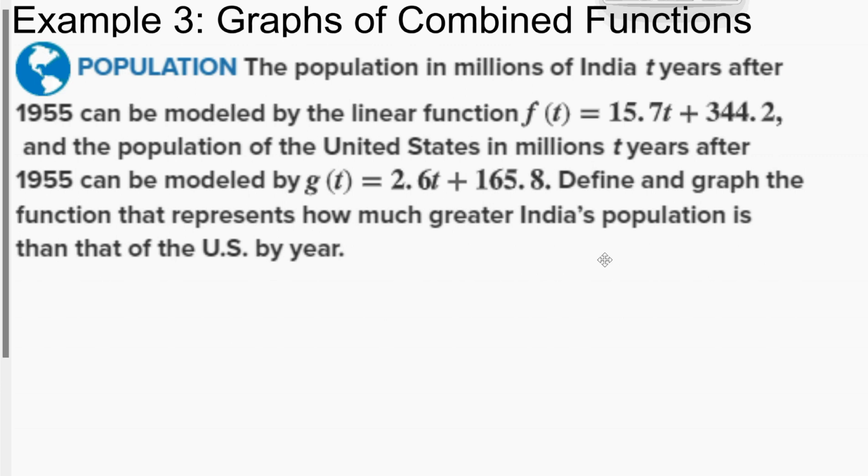Graphs of combined functions for section 1. We're looking at the population of India in T years after 1955. We can model that by a linear equation, 15.7T plus 344.2. And the population of the United States after T years since 1955, we can model by 2.6T plus 165.8.